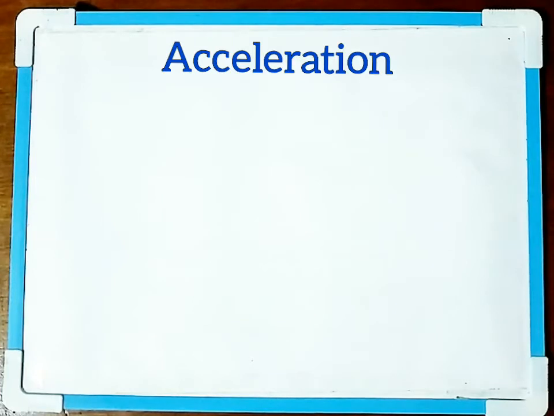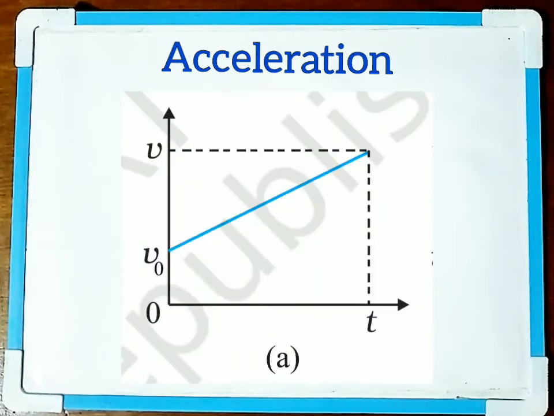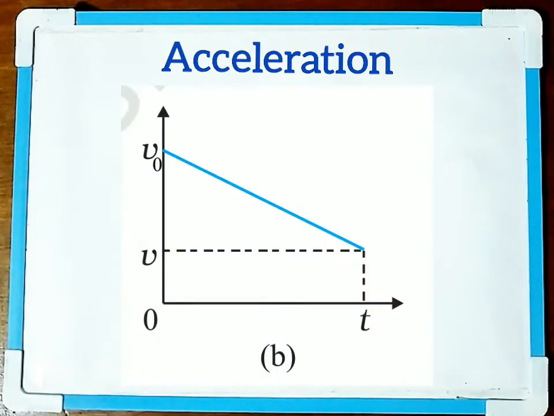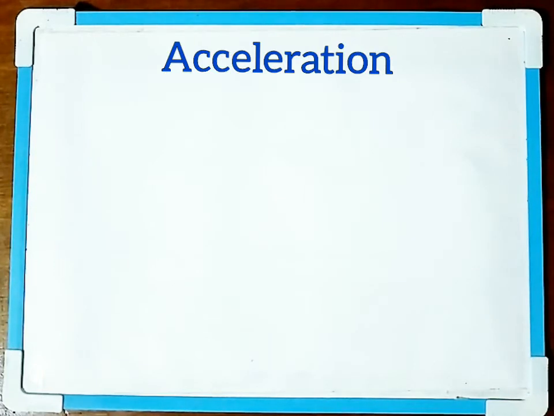So in the first velocity time graph, we have the motion of a car, say, moving in the positive direction with a positive acceleration. And in the second graph, the velocity is decreasing, so this is the motion of a car moving with negative acceleration.